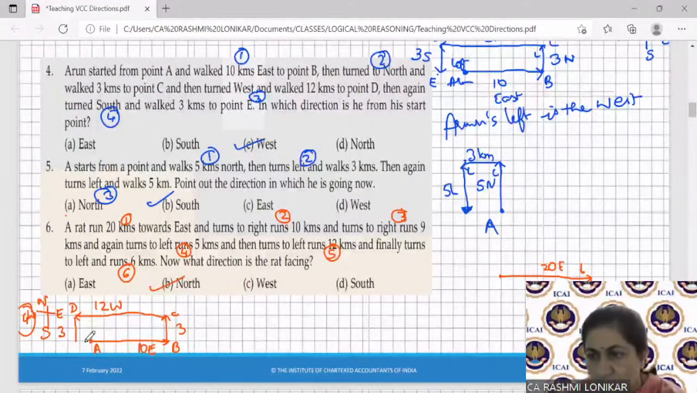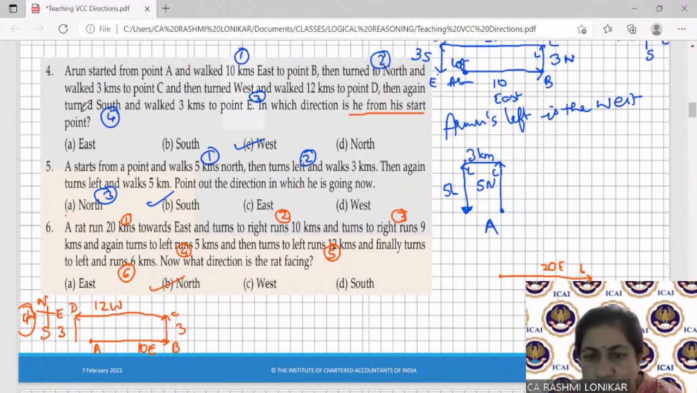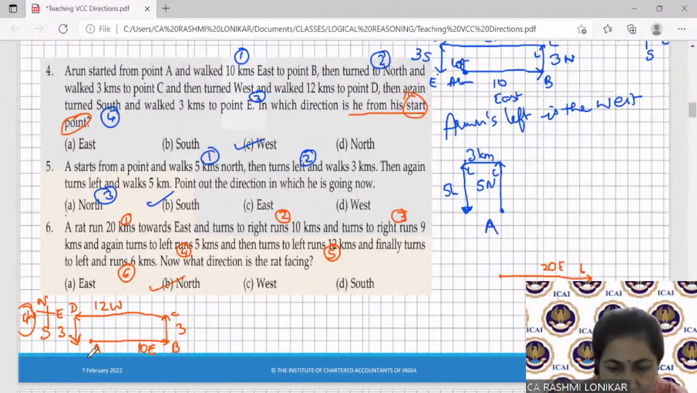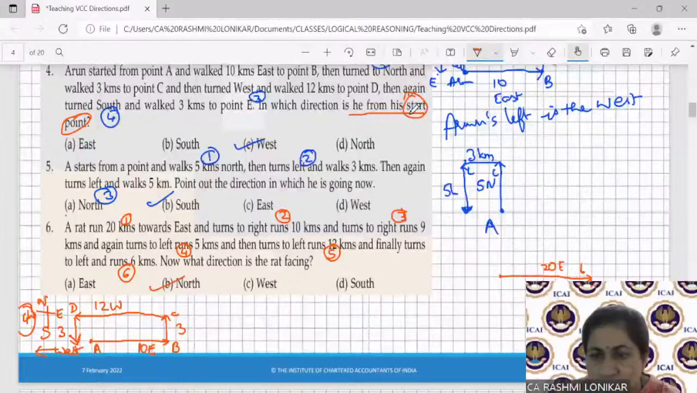This is also 3. So in which direction is he facing from his start point? In this question, see, it's very important that you see what the question is asking. From the start point. The start point word is very important. If we are asking only in terms of direction, he is facing which direction? He is facing the south direction. But they are asking where was his starting point? This is his starting point. Now, in respect to the starting point, which direction is it? This is the west direction. That is why the answer is west. So the phrase from the start point is very important.